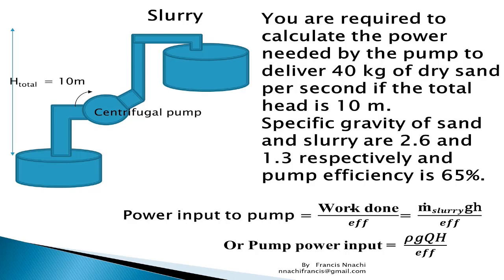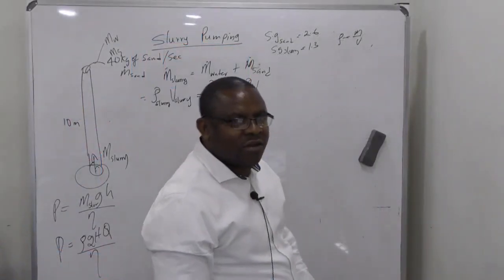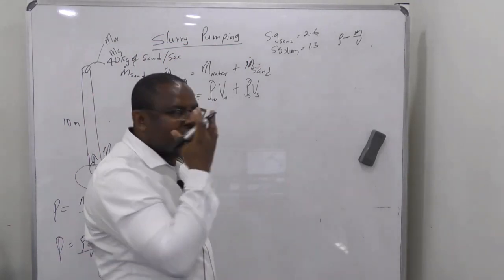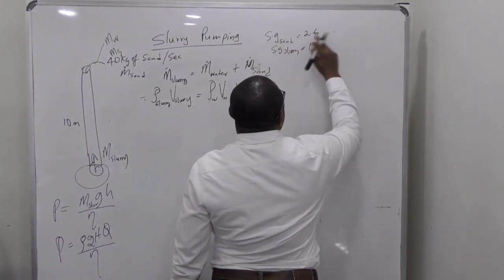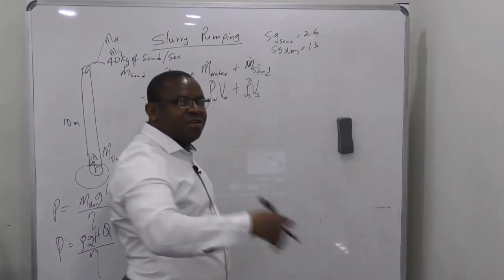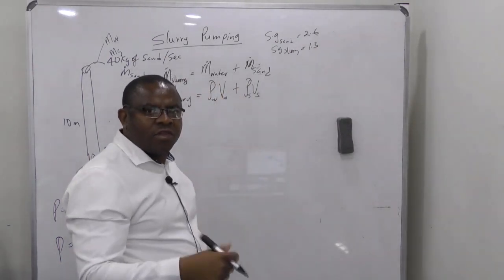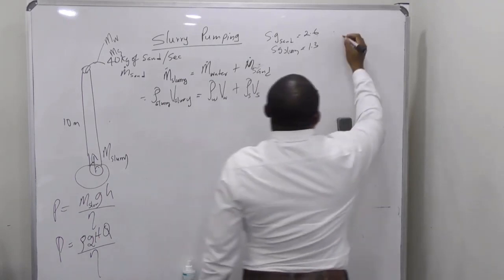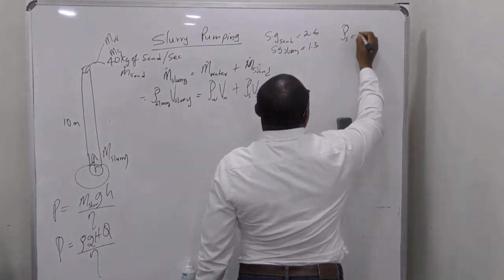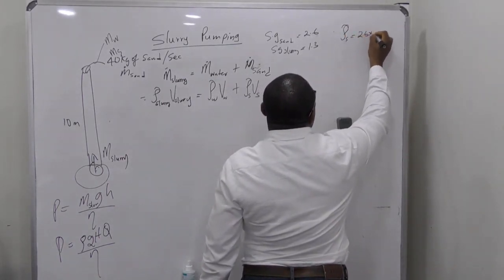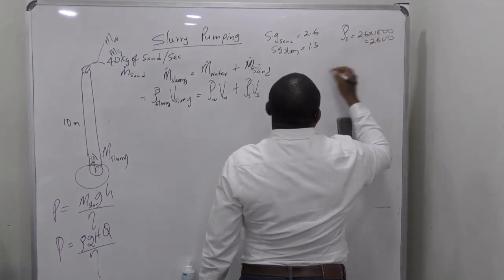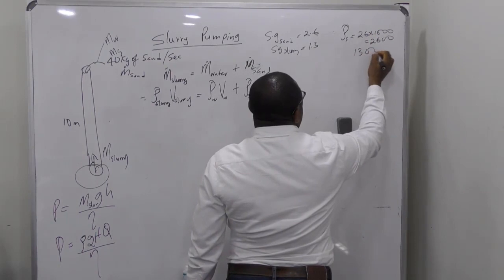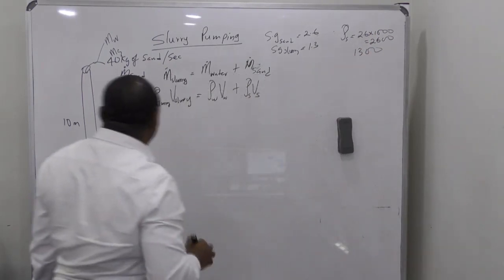What does that mean? Remember, we're talking about specific gravity, which is your relative density with respect to water. The density of water is 1,000. So it means that the density of sand is 2.6 times 1,000, that's 2,600, and the slurry is 1,300. Okay, so now that's about that.